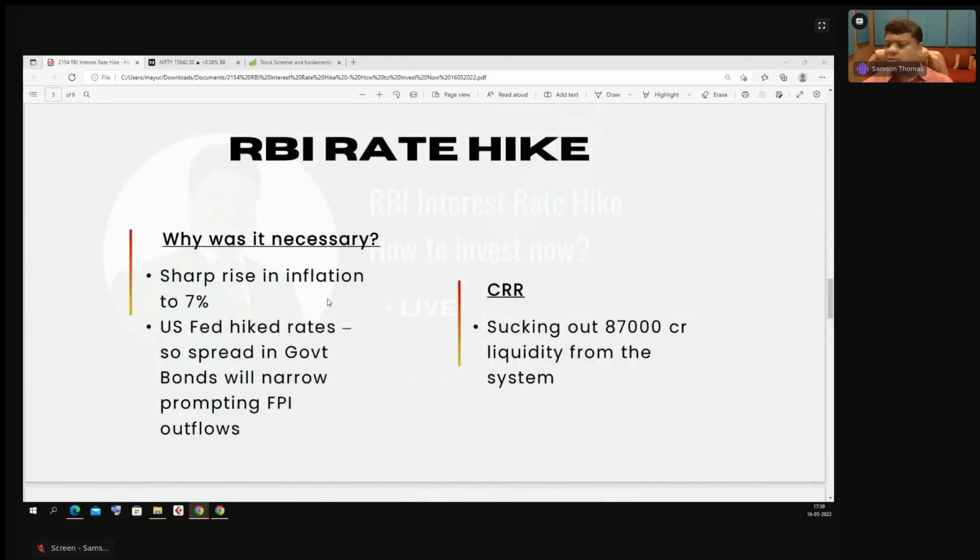Why was it necessary? Yeah, that's your question. So why was it necessary? The sharp rise in inflation to 7%.